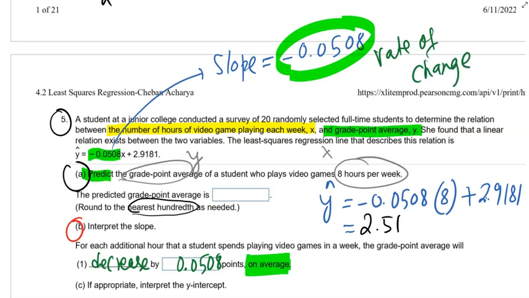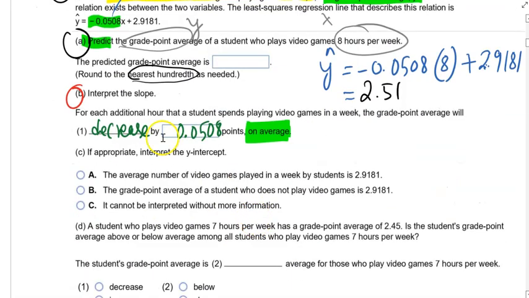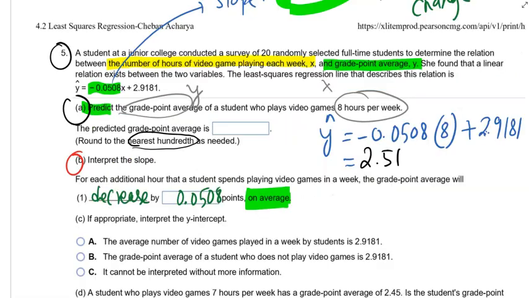In other words, in 1 hour more that the students play video games, GPA is decreased because of the negative slope by this number. Okay, we put the negative here. Decreased by the number which is a positive number. If you put decrease by, you should have a positive. Now, if appropriate, interpret the y-intercept. Sometimes it is not appropriate to interpret the y-intercept, but here it is appropriate. The y-intercept is the y value when x equals 0.